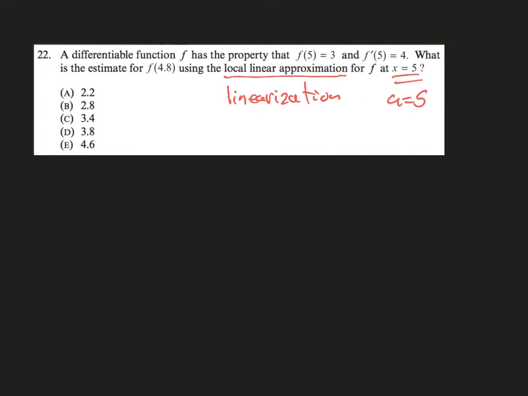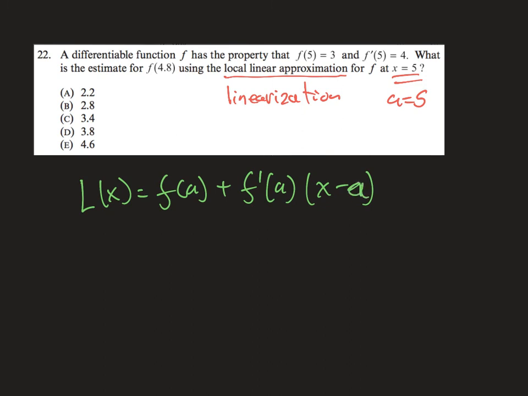So you have to remember what we said about linearizations. We said L of x equals f of a plus f prime of a times x minus a. And this is basically the calculus version of the point-slope form for the equation of a line. So for us, our linearization, L of x, is going to be f of 5, which is 3, plus f prime of 5, which is 4, times x minus 5. And we want L of 4.8, right?